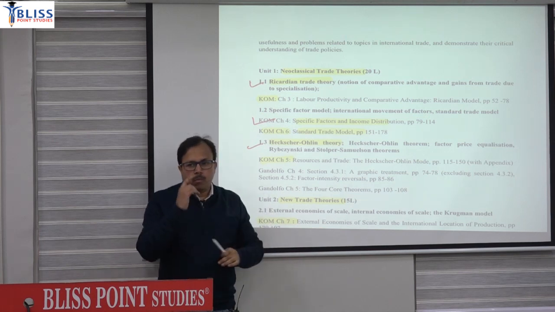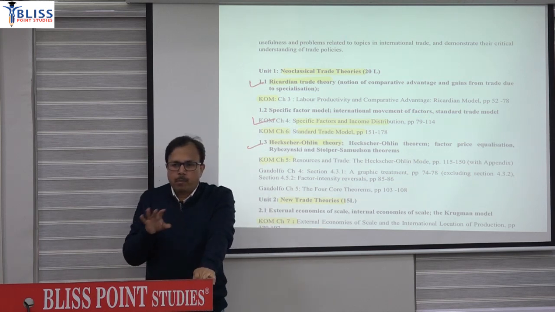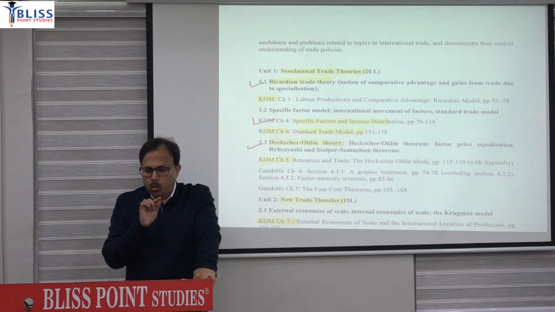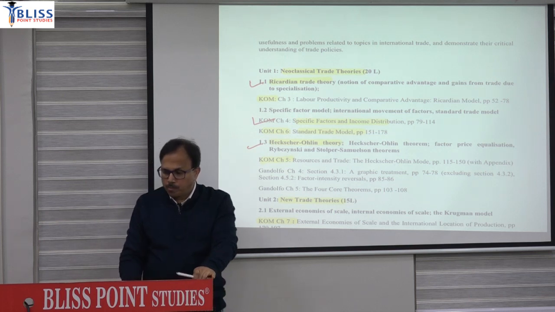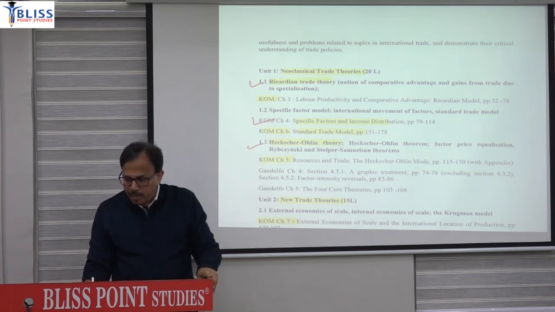But I think for concept it will be better if you go by chapter number 3 first, then chapter number 5, that is the HO model: Ricardian, then HO, then specific, then the standard trade model. In that order you will be going on, supplemented by the reading of Gandolfo, chapter number 4 and 5.